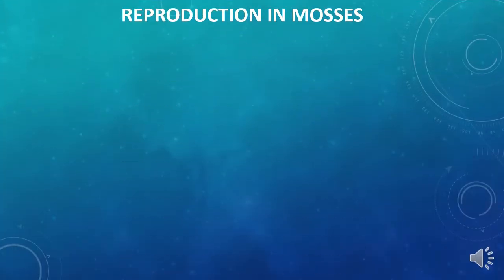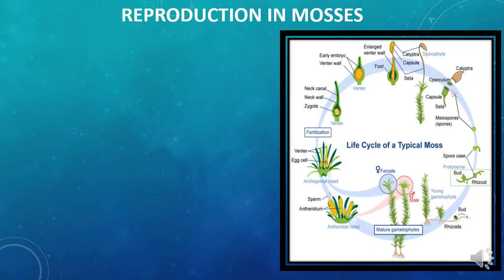Coming to reproduction in mosses. So this is the life cycle of a typical moss. Here the mature gametophyte gives rise to the female and male sex organs. The male sex organ, the antheridium, gives rise to the male gamete, which is the sperm, and the female sex organ gives rise to the female gamete, which is the egg. The sperm and egg fuse together to form the zygote upon fertilization, and this zygote is formed in the archegonium.